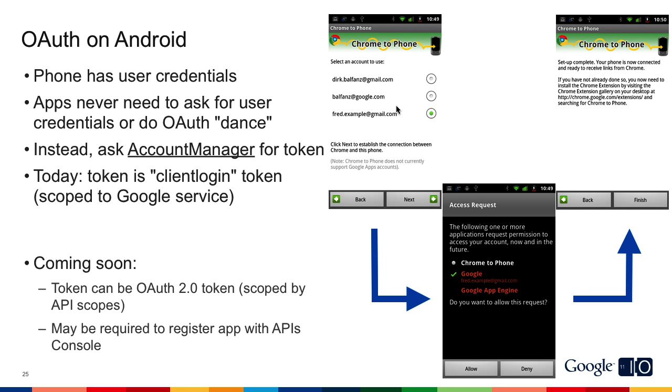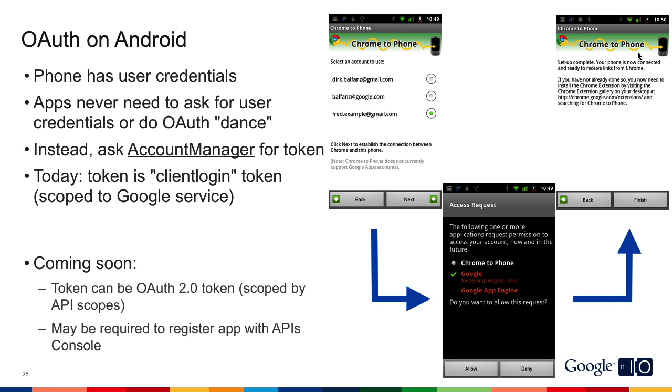The user picks one, and then the app goes back to the account manager and says, okay, now I would like a token for this account that the user just picked. And at this point, context switches to the account manager. You can see that the look and feel is quite different. The account manager shows the approval screen, and if and when the user approves, hands the token back to the application, which then is happy and goes ahead with using that token.